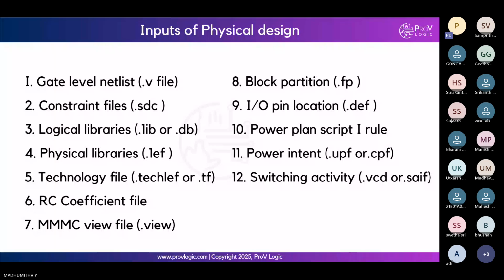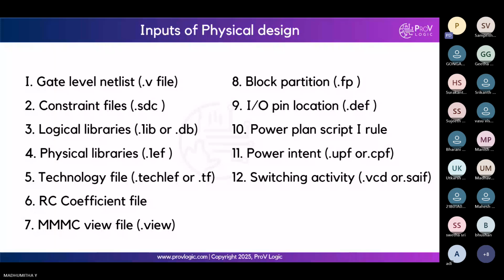Next is the IO pin location file. IO means input output location. Now we have our block. Now assume there is a rectangular block. In the rectangular block, where the input and output ports of this block will be present, that information will be present in this IO pin location file. For example, if input ports are sitting on the top of the rectangular block, or on the bottom, or on the left or right, all of this information will be present in the IO pin location file.